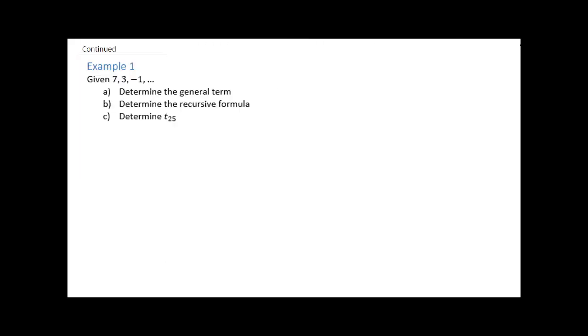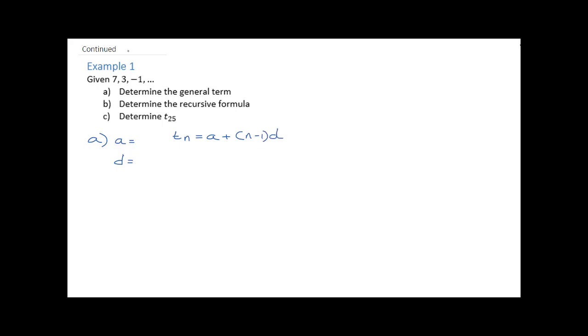All right, let's run through some examples. Example 1. Given this pattern here, the sequence, let's determine each of these things. The first part says determine the general term. That basically means find the formula. So let me just write down what our general term formula was. We have to know what A is. That's our first term. We have to know what D is. That's our difference. And the formula looks like this. Tn equals A plus n minus 1 times the difference.